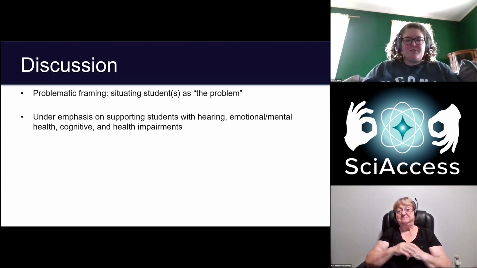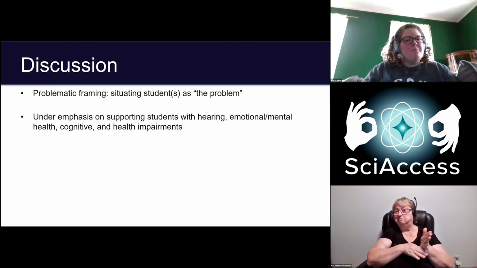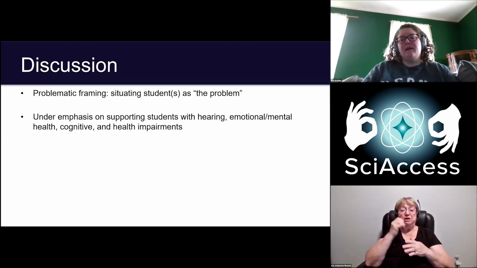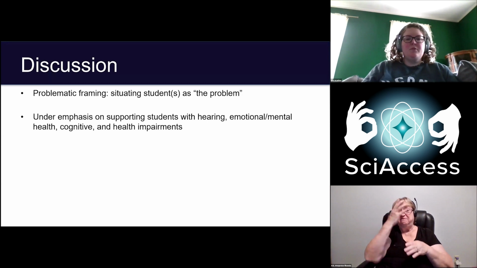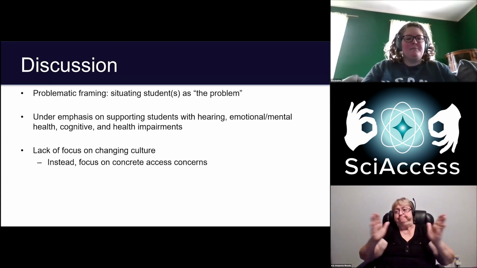Throughout the entire research corpus, there was an underemphasis on supporting students with hearing impairments, emotional mental health impairments, cognitive impairments, and health impairments. So we're looking to expand our research to include a wider range of disabled learners rather than focusing on different specific kinds.